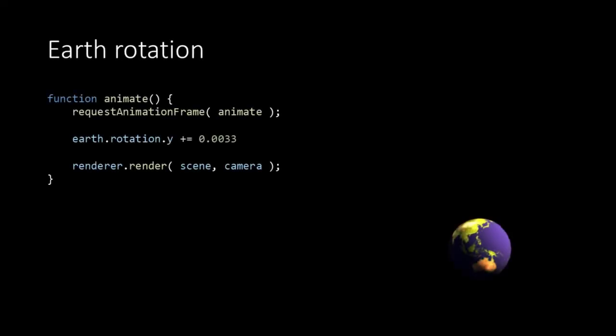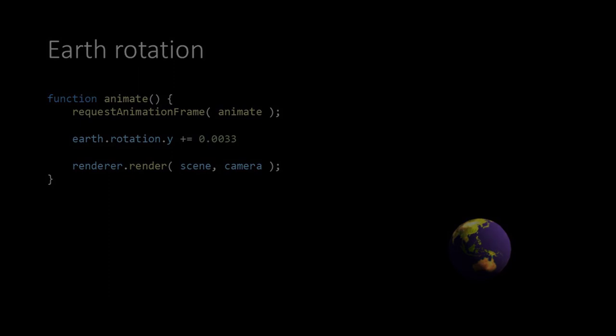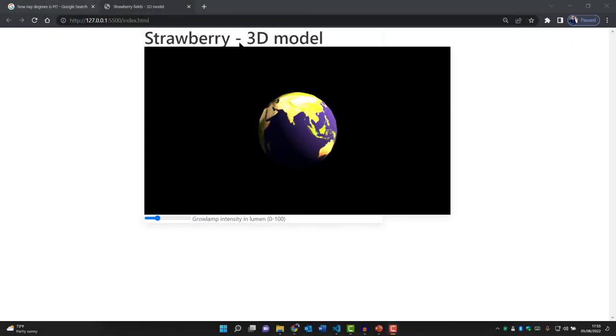To make things a little bit more realistic, in the animate function, we update the rotation over the y-axis and I remove everything that has to do with the cube. The result is a rotating globe.